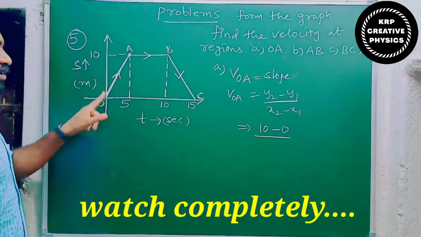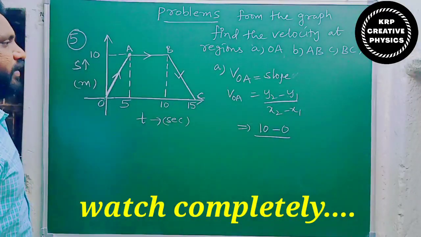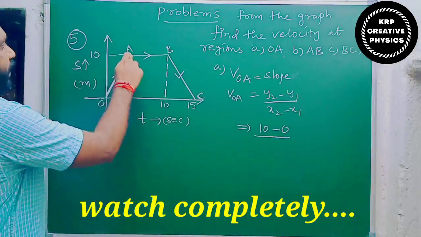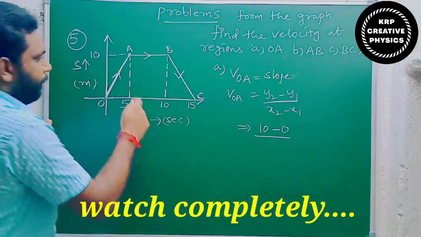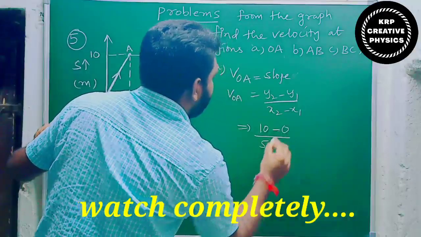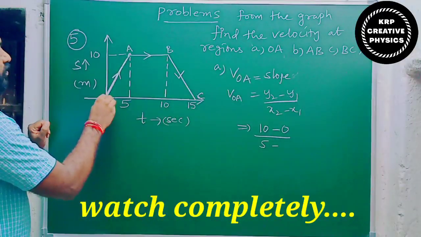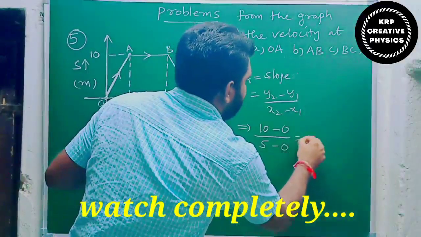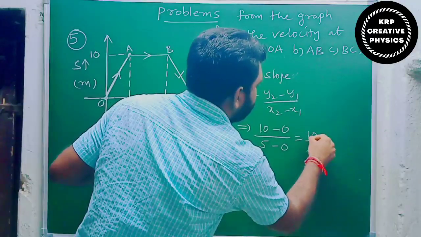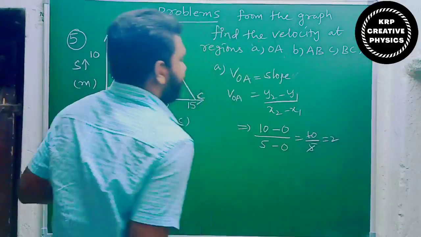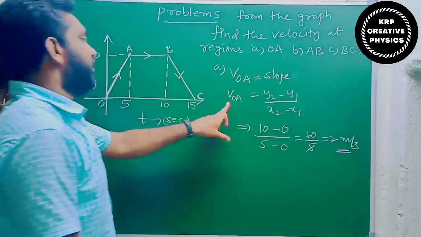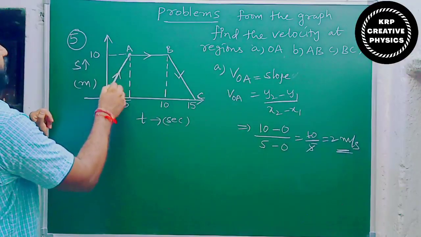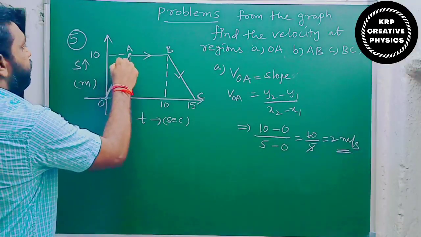Observe it carefully. Next we need to consider x-axis reading. x2 minus x1. So here O to A. So with respect to A, corresponding x-axis reading what? 5. x2 means 5. Right. What about x1 here? x1 is 0 obviously. Right. 10 by 5. How much here? 2. So 2 meters per second. So that is the velocity at region O to A. So this is 2 meters per second velocity.